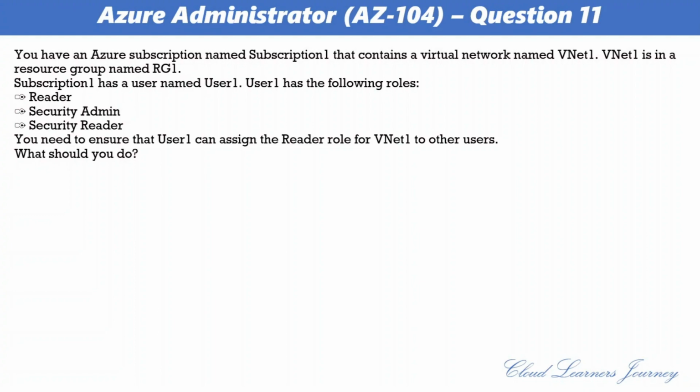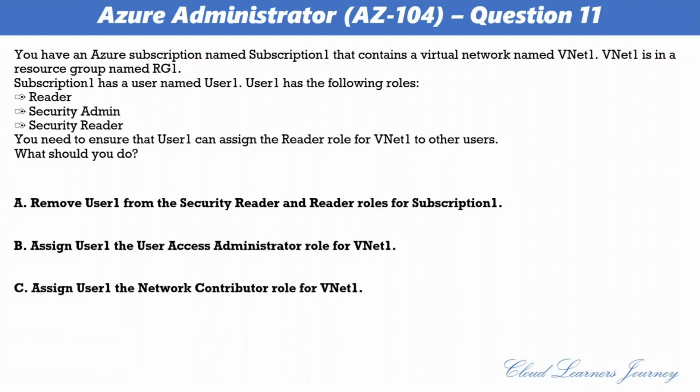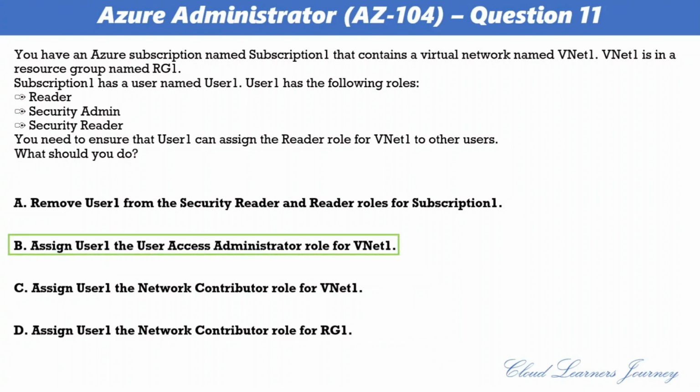What should you do? And the options are: A. Remove User1 from the security reader and reader roles for Subscription 1. B. Assign User1 the user access administrator role for VNet1. C. Assign User1 the network contributor role for VNet1. D. Assign User1 the network contributor role for RG1. And the option is B. Assign User1 the user access administrator role for VNet1.